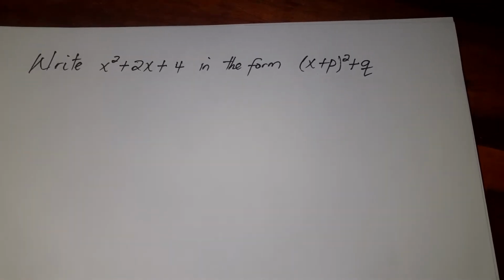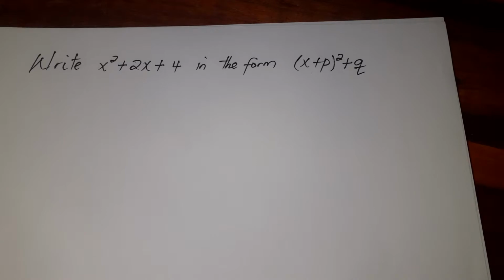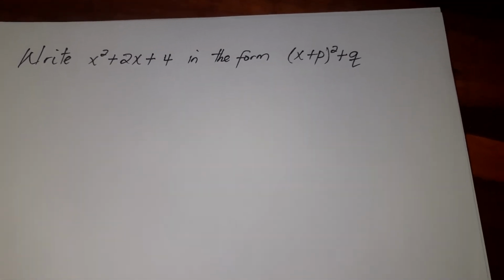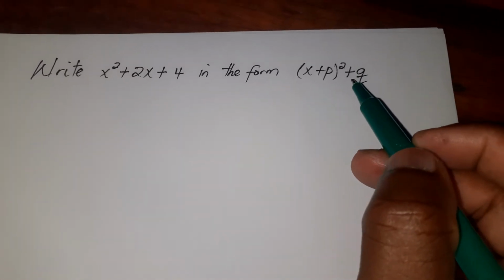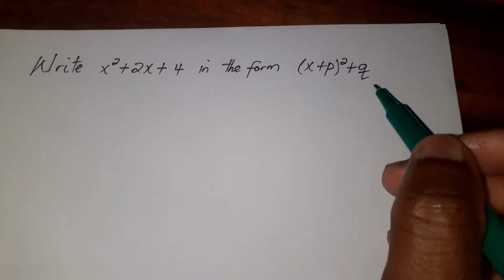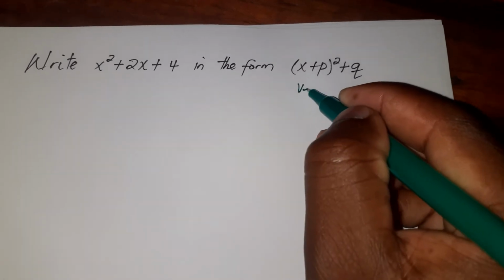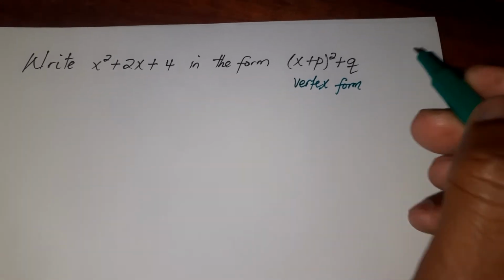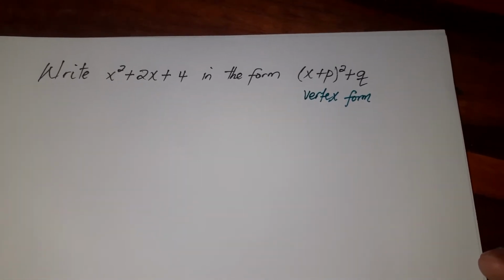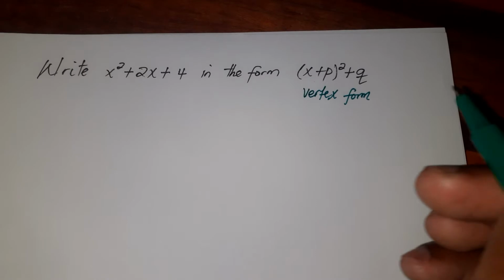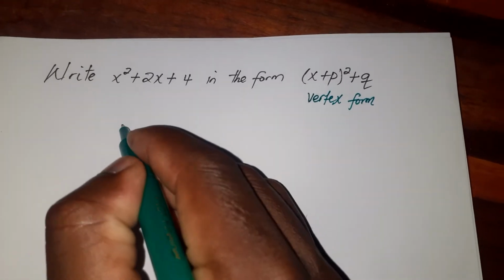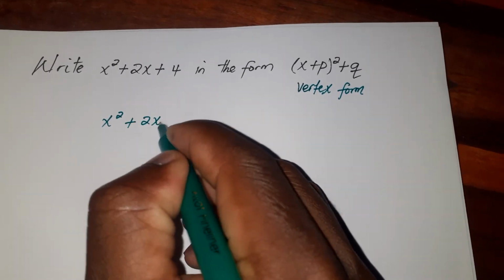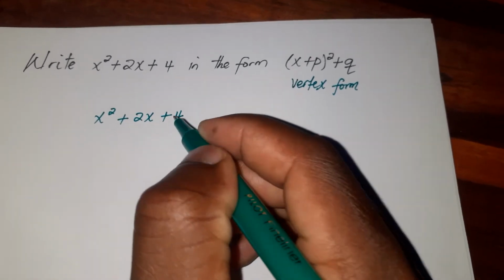In this video we are going to look at this quadratic expression that we need to write in that form, in a vertex form. Maybe we can say that is vertex form. Let's rewrite this. We have x squared plus 2x plus 4.